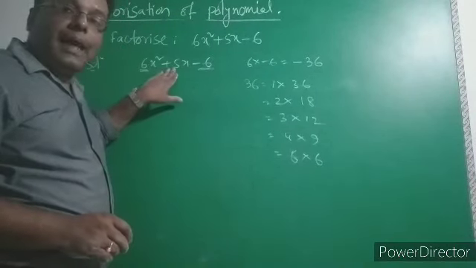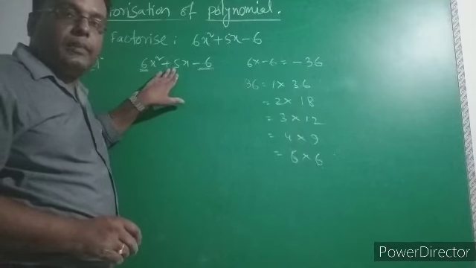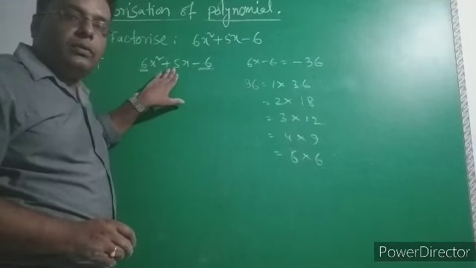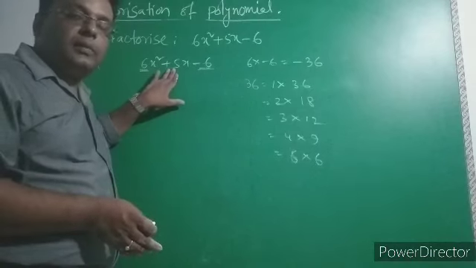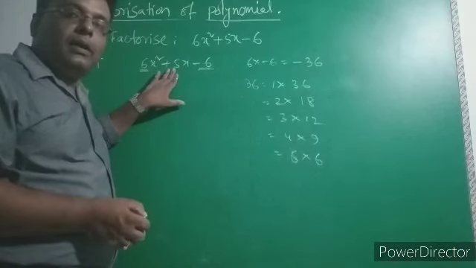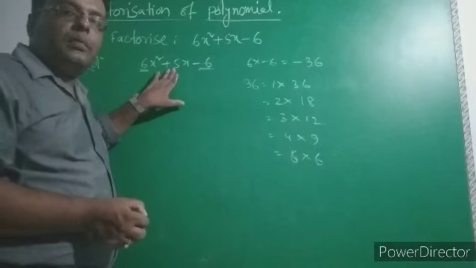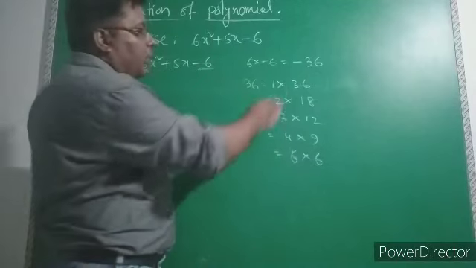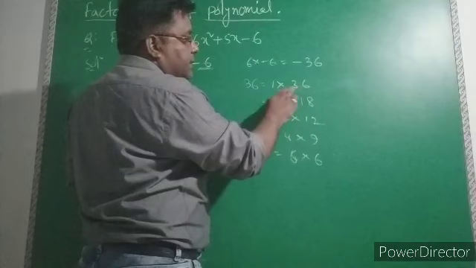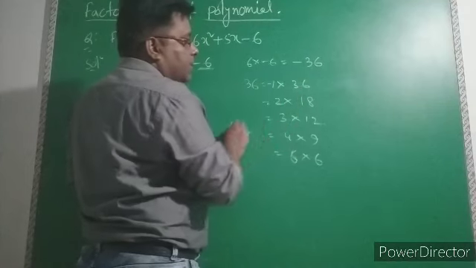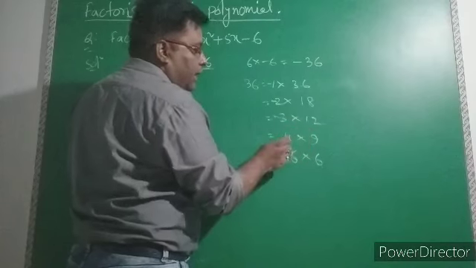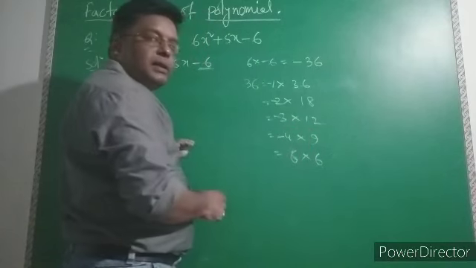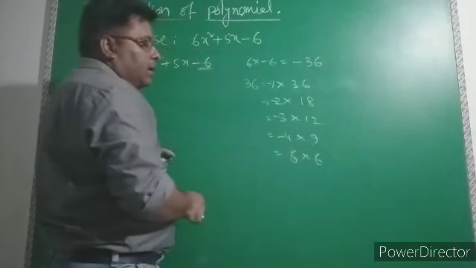But our sum is positive. If we add two numbers, one positive and another negative, and the result is positive, then the bigger number should be positive. So from 36 and 1, the smaller one, 1, is negative. 18 and 2, 2 is negative. 12 and 3, 3 negative. 4 and 9, 4 should be negative like this.